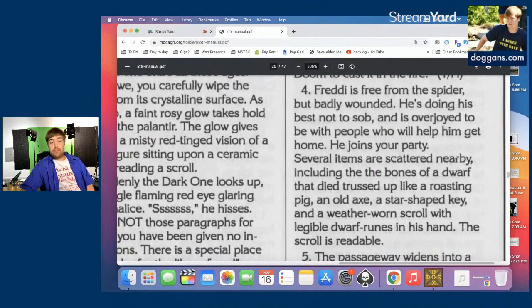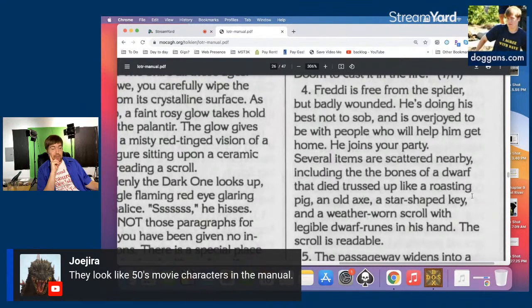Freddy is freed from the spider, but badly wounded. He's doing his best not to sob and is overjoyed to be with people who will help him get home. He joins your party. Several items are scattered nearby, including the bones of a dwarf that died trussed up like a roasting pig. Oh my god, that is grotesque. That is grotesque. These were the dwarves that Bilbo couldn't save in Mirkwood. The bones of a dwarf that died trussed up like a roasting pig, an old axe, a star-shaped key, and a weather-worn scroll with legible dwarf runes in his hand. The scroll is readable.